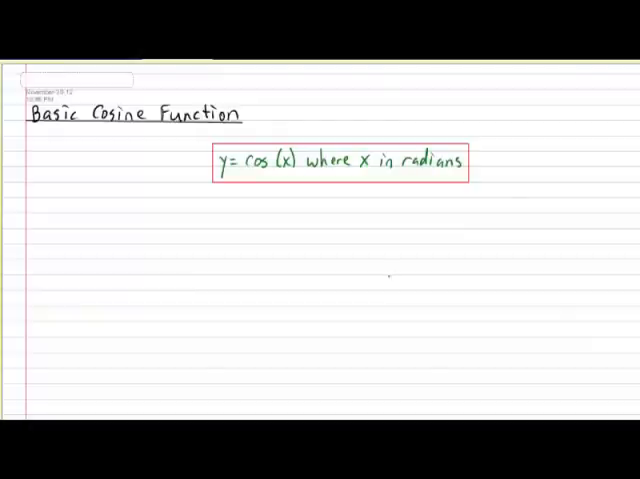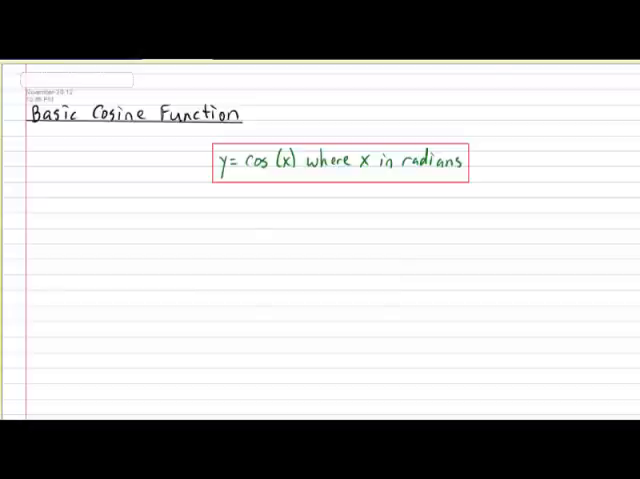Hi everyone. In today's lesson, we'll be taking a look at the basic cosine function. So in your notebook, please put down today's subtitle, Basic Cosine Function. The basic cosine function has the very predictable format of y equals the cosine of x, where x tends to be radians. However, nothing stops anyone from putting x in degrees.